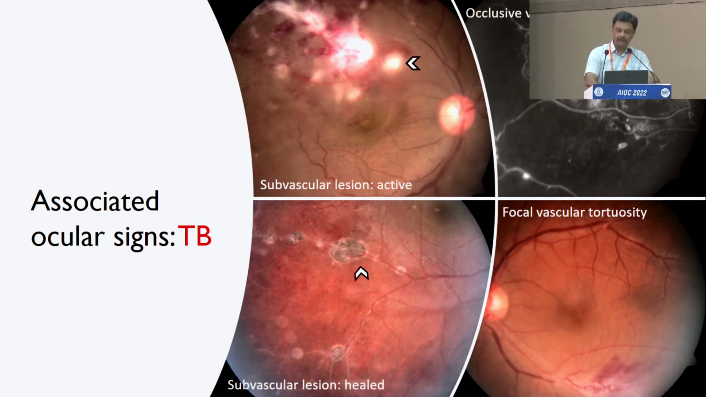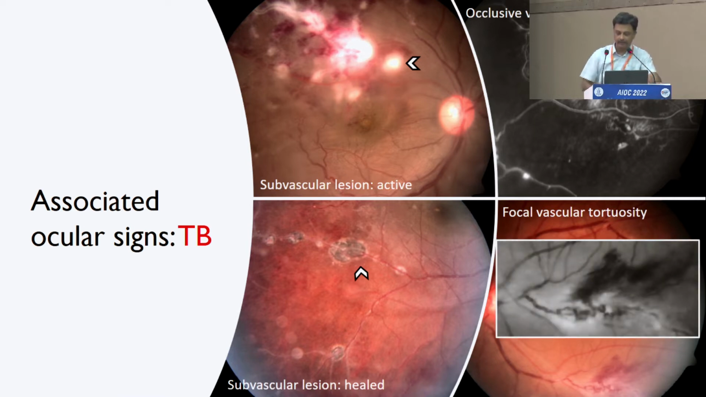The other feature that we have recently described is the presence of this focal vascular tortuosity, which unfortunately is pretty low down in the image, not very well seen. But if you see the red-free photo, you can appreciate the tortuosity of the vessel inside this area of perivascular infiltrate. These are features we have found in a TB endemic population that could be suggestive of tubercular retinal vasculitis. The third one, which can also be seen in many other forms of vasculitis, is the presence of occlusive vasculitis.